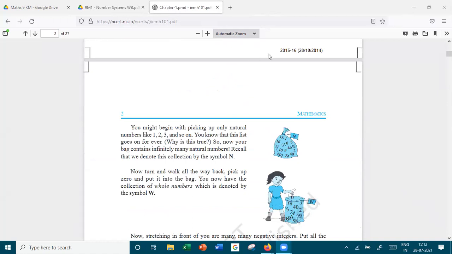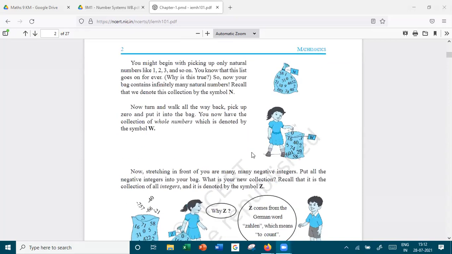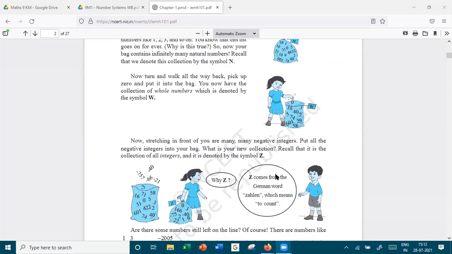So we finished. N would be the natural numbers, right? And whole numbers is denoted by W. Next we have all integers. Integers are denoted by Z, and they've also told you how Z came into the picture. Why not I? Because I has another meaning in math, where I is used to represent imaginary numbers. So that's why they didn't take I, they took Z.